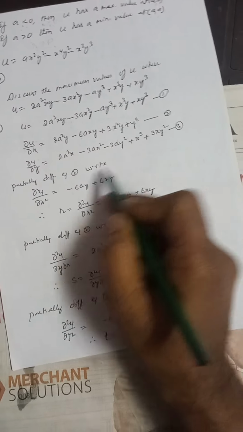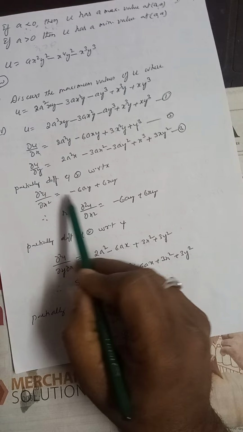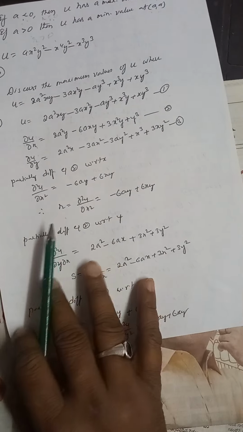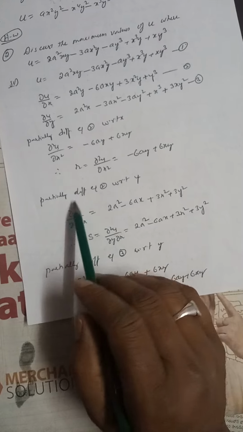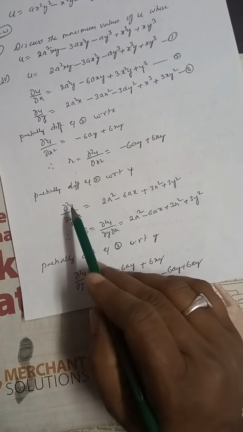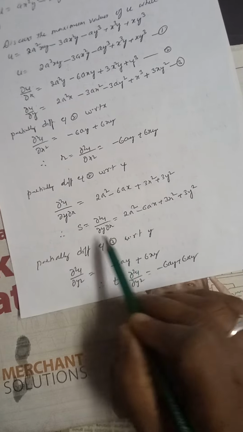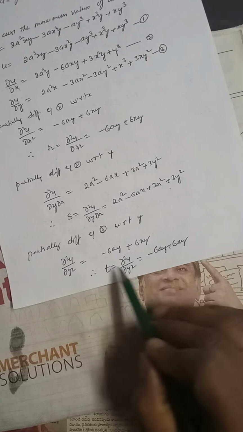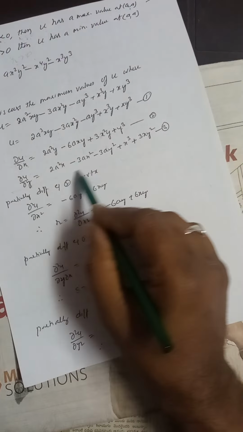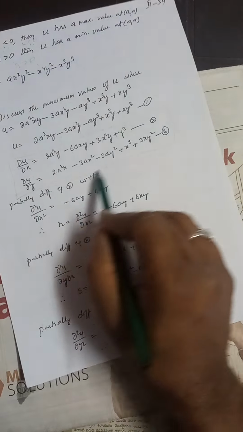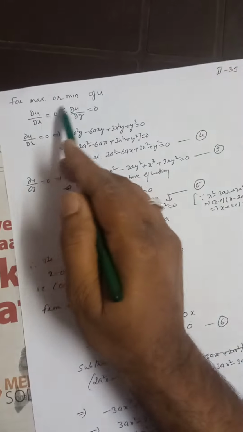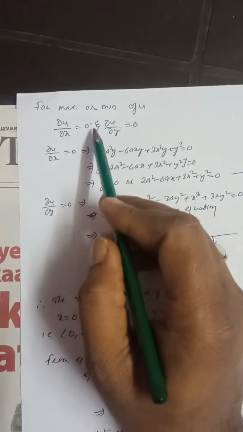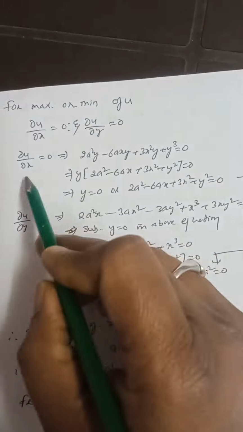Now first of all, here I am finding dou square u by dou x square, and r value I got minus 6ay plus 6xy, and differentiate equation 2 with respect to y partially, dou square u by dou y dou x is equal to this one, this is called s, and with respect to y, dou square u by dou y square also we got t. Now to find maxima and minima, what we have to do, we have to equate first order partial derivatives to 0. See here, for maxima or minima of u, dou u by dou x is equal to 0 and dou u by dou y is equal to 0, right?